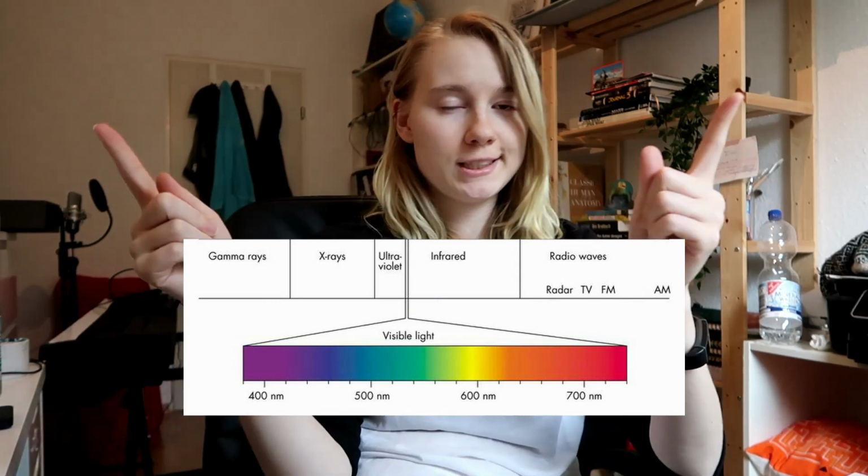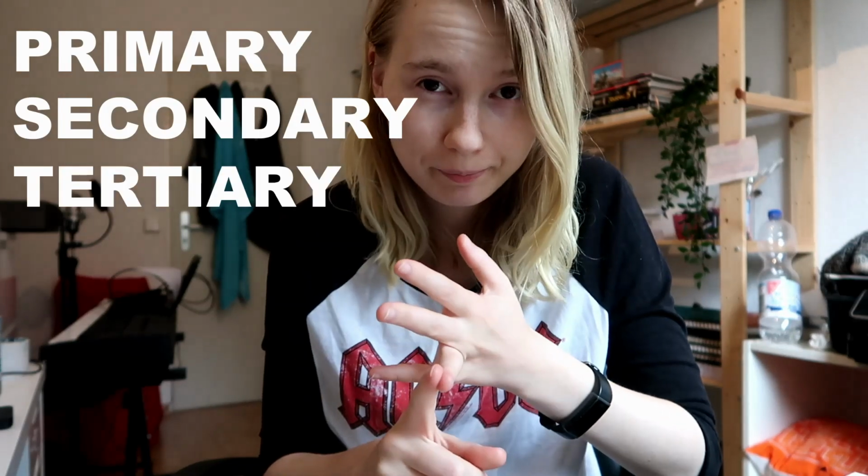Okay, color wheels, right? We already talked about how the spectrum of visible light that we see, if we take both ends and put them together, we have a wheel, and that's our color wheel. So let's talk primary colors, secondary and tertiary.